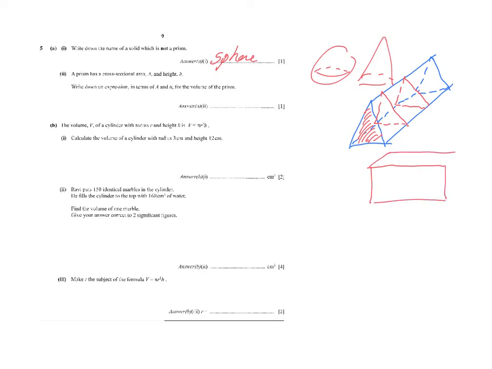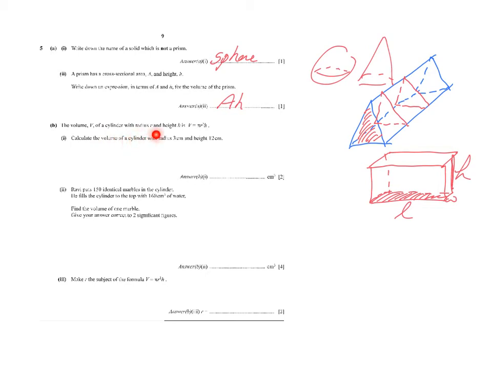Yeah? So if I draw a cuboid here, which is also a prism, then what would you do to find the volume? You would do length times width times the height, which is the cross-sectional area A times the height. So in this case they say the cross-sectional area is A and the height is h, so the volume will be A times h, AH.